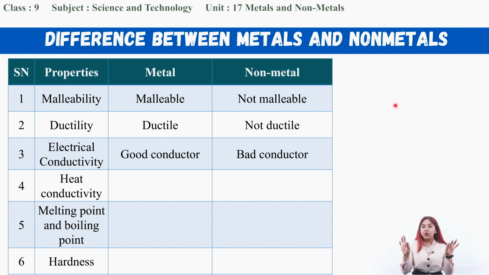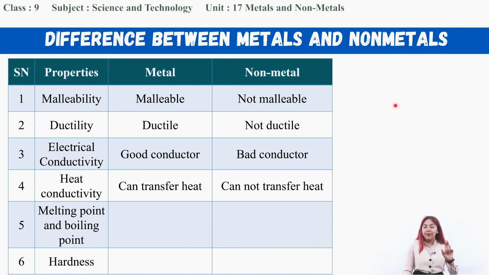That's why we use it to form copper wires so that we can transfer electricity in our houses as well as in the huge transmission lines. So, metals are good conductors of electricity, whereas non-metals are usually bad conductors of electricity. Now, heat. Which conducts heat more, metals or non-metals? Yes, metals. Metals can transfer heat, whereas non-metals usually cannot transfer heat.